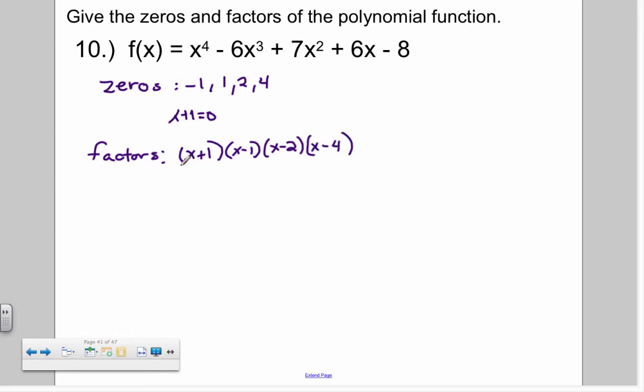Because of the fact that we set our factors equal to 0 to find our zeros, we need them to be opposite when we plug them into the factors.